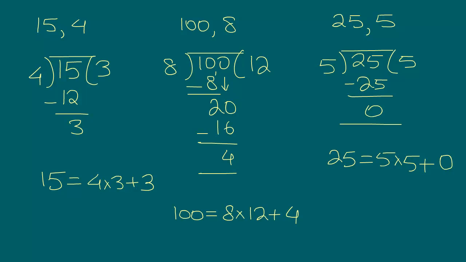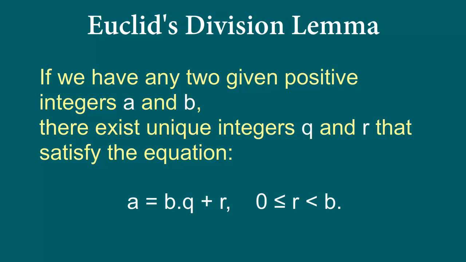So how does Euclid's division lemma fit into this? Let's find out what Euclid's division lemma actually is. The definition is as follows. If we have any two given positive integers a and b, there exist unique integers q and r that satisfy the equation a equals b times q plus r, where r is greater than or equal to 0 but less than b.